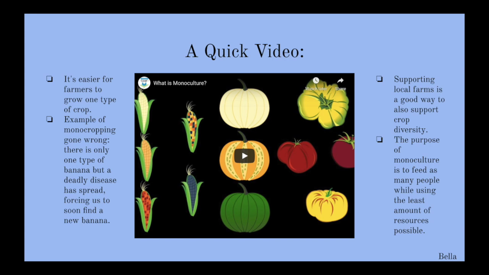An example of monocropping gone wrong is the deadly banana disease that has recently spread. Since it affects every type of banana, it means that every banana is susceptible to getting this disease, which will eventually force us to find a new banana. And one simple way to help stop monocropping is supporting local farms because they typically have crop diversity.